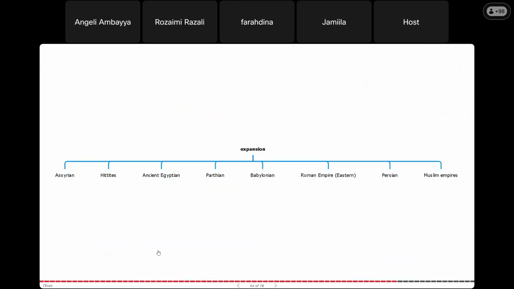So why is this the case? Actually our result makes sense because many Middle Eastern and Northern African empires of the ancient past started in this region. The Assyrian, the Hittites, the ancient Egyptian, the Parthian, the Babylonian, the Eastern Roman Empire, Persian, and the Muslim empires, all of them started from the MENA region.